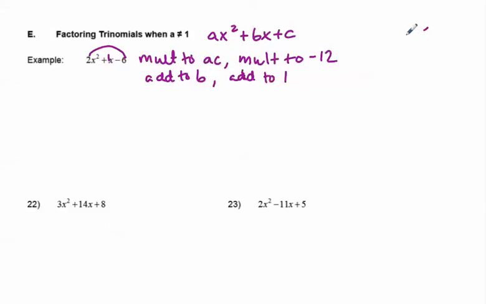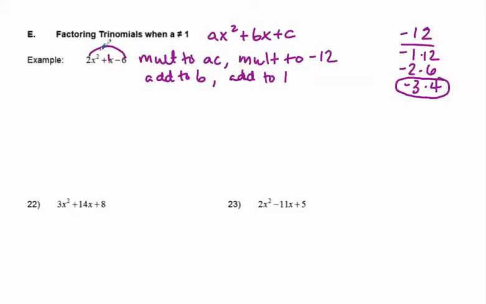Okay, so just like before, we're going to make a list of numbers that multiply to -12. Could be -1 times 12, -2 times 6, -3 times 4, and we're looking for the pair of numbers. When you add them, you get 1, and that would be this pair. -3 plus 4 is 1.